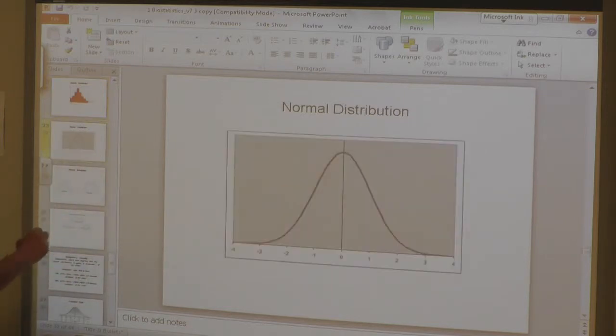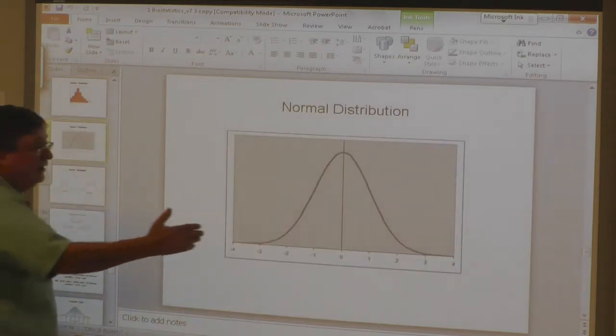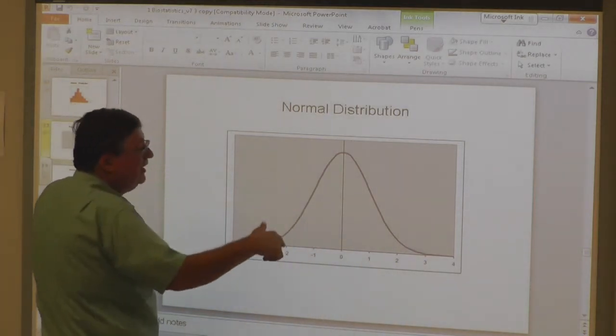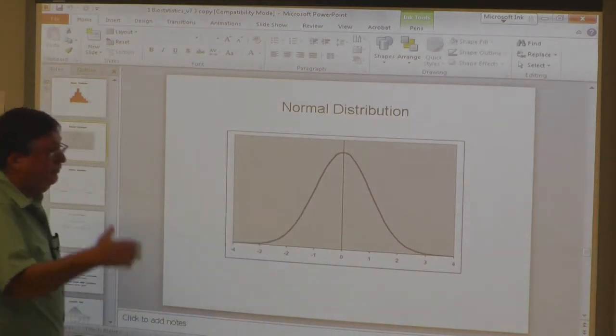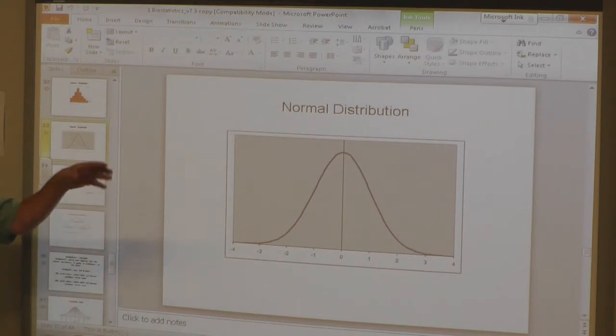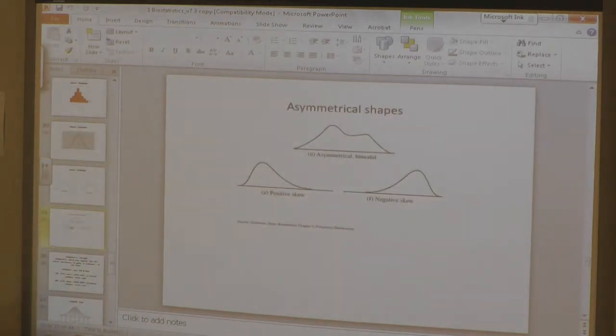Okay. So this is a single mode. This is a normal distribution. Typically, it's symmetrical. It's bell-shaped. The mean and the median and the mode are all in exactly the same place. Of course, we can find other situations where it's skewed to the left or the right. It's not perfectly normally distributed. I'll give you an example.